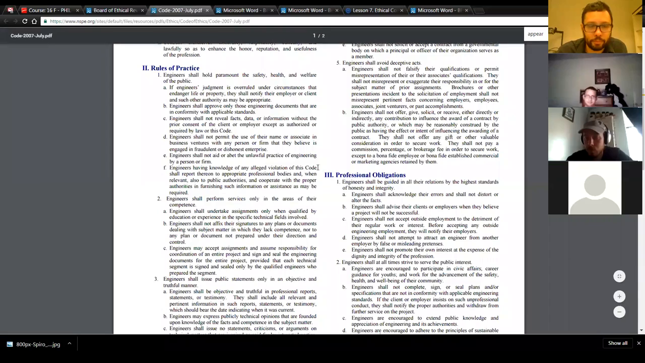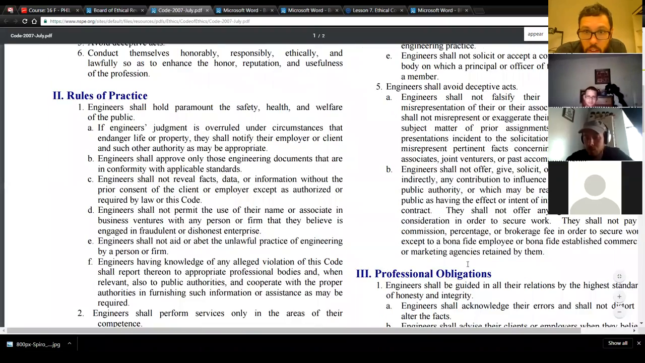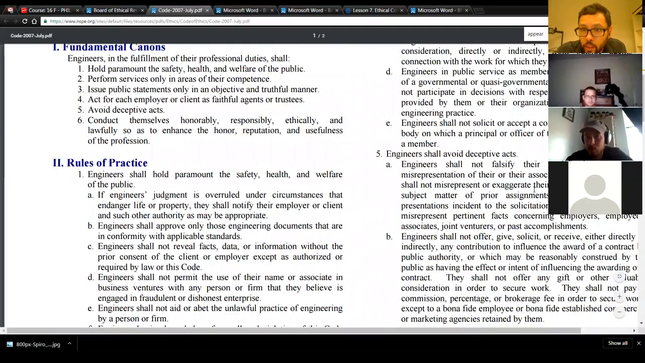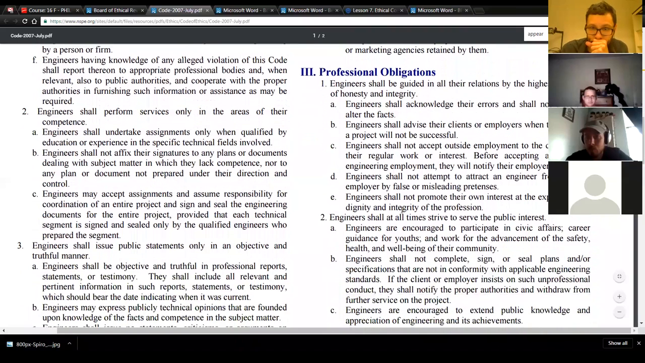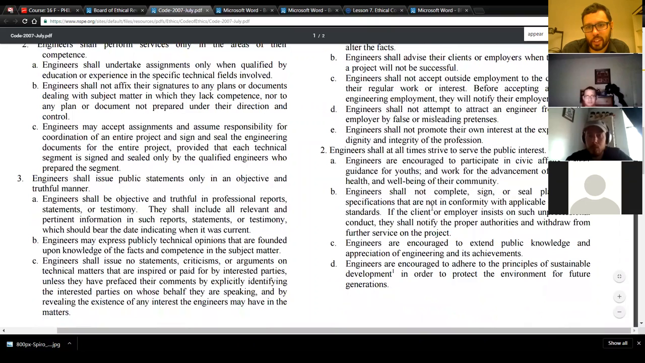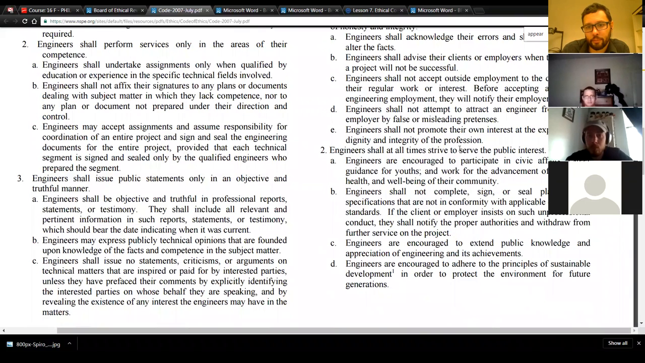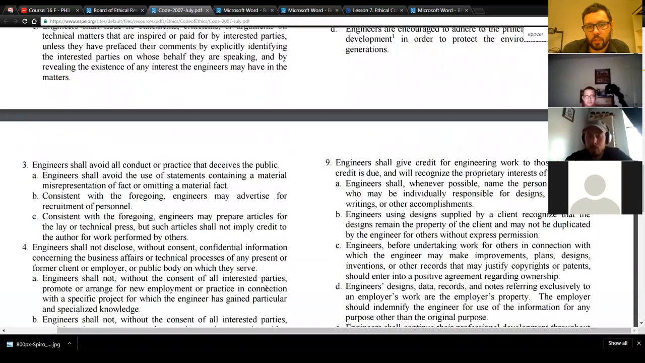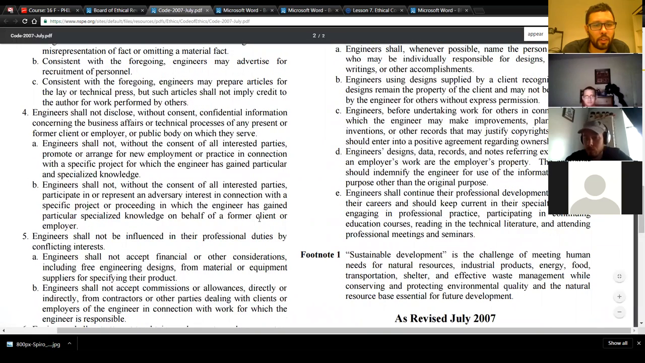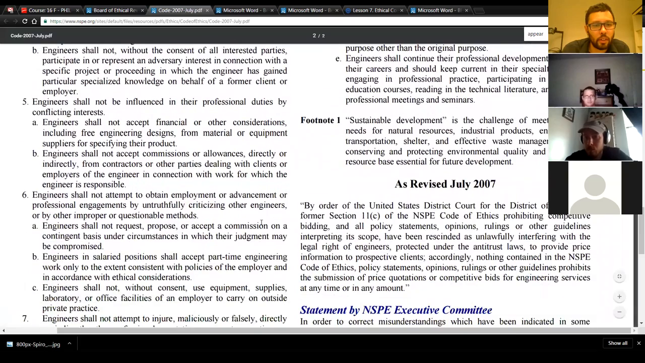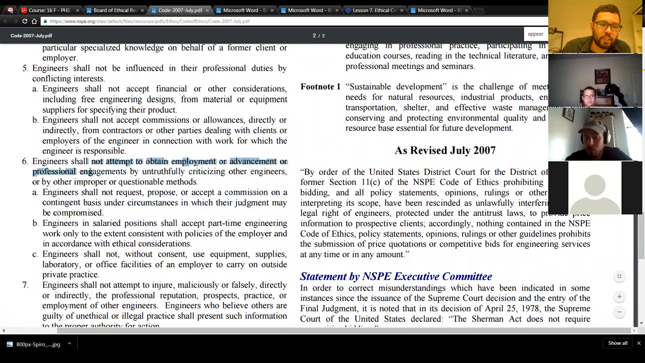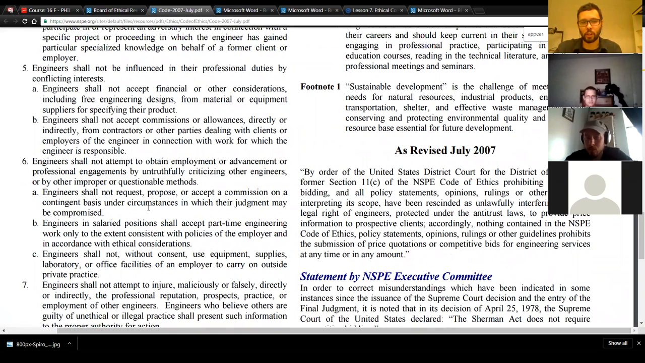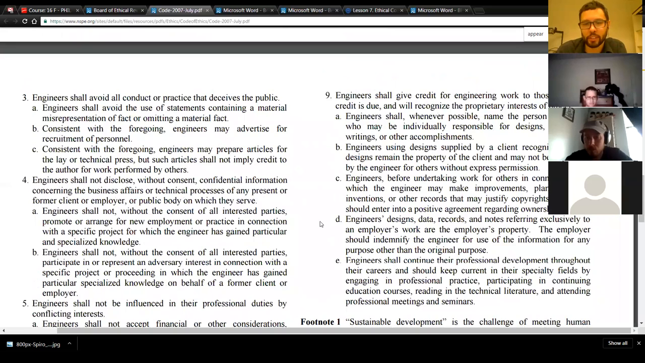Let me look at the code of ethics here. We've gone through most of this already. Shall avoid deceptive acts. Yeah, so there's a bunch of obligations that you have: to not lie, to not distort truth, to serve the public interest, that you do the job that you say you're going to do, that you don't double charge people for jobs. If you're doing one job and a lot of people want you to do that job, you don't charge them all for that same job unless you let them all know in advance what you're doing. Give people credit who do the work, and so on.